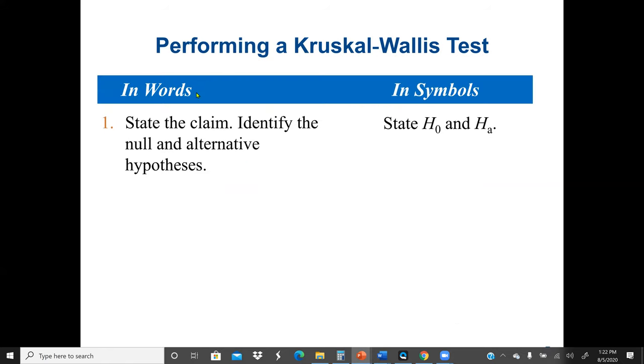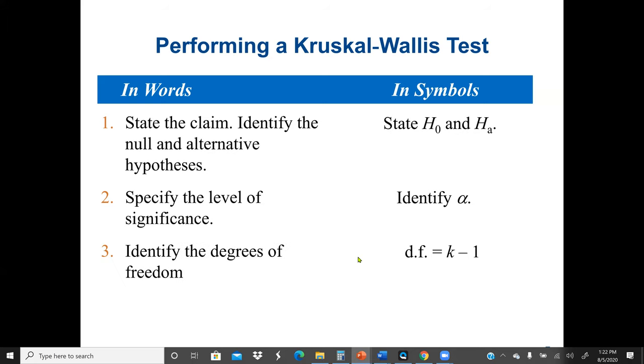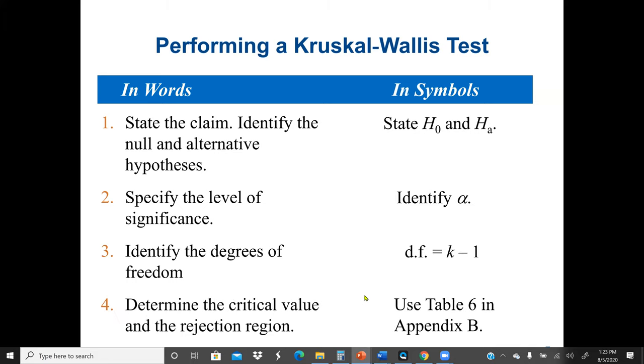So again, we will go through step by step how to perform the Kruskal-Wallis test. This is also a hypothesis test. So the first thing we need to do is to state the claim. The claim means we need to identify our null and also alternative hypotheses. Then second step, we have to specify the level of significance, which is our alpha. Then step three, we need to identify the degrees of freedom, which is k minus one. Again, k is the number of samples. Then if we have the degrees of freedom and we have the alpha, we can determine the critical value and the rejection region.